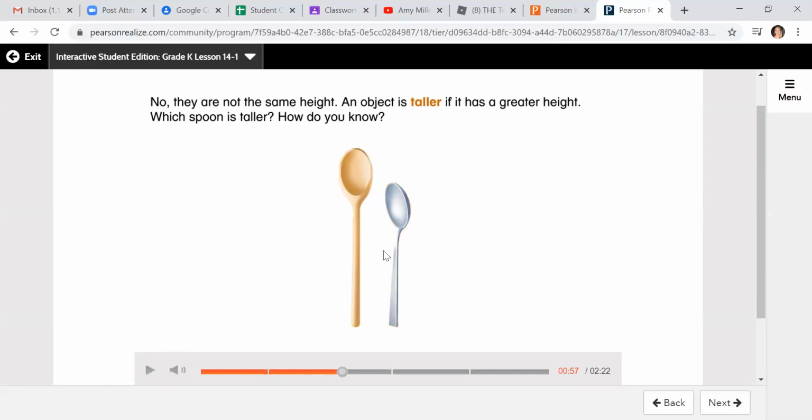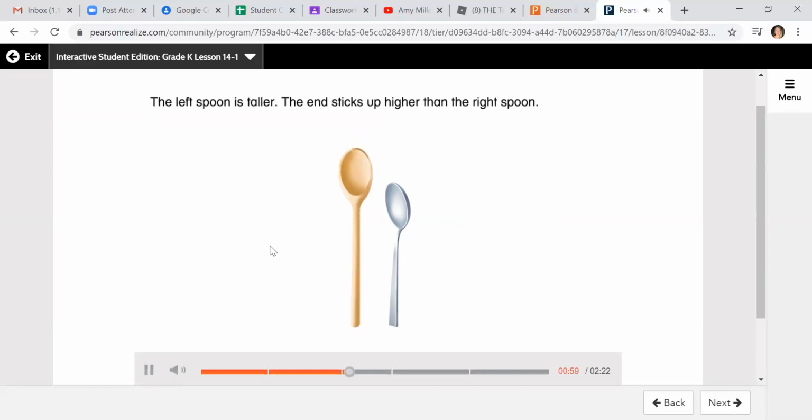All right, so this time they turned them so they're standing upright. Which one is taller? Remember, look at my mouse down here. Down here they start at the same spot, but they keep going up. Which one goes up further? Think about it. Let's see if you're right. Which one is taller? The left spoon is taller. The end sticks up higher than the right spoon.